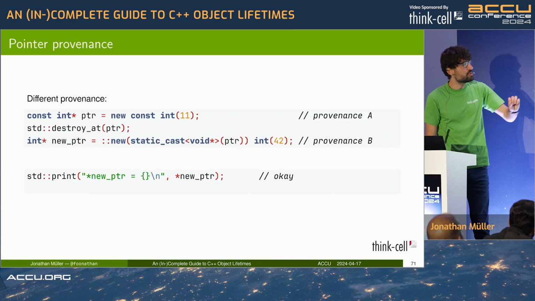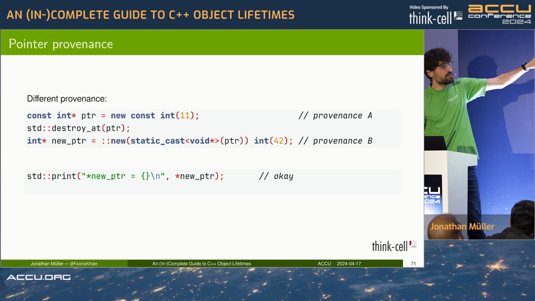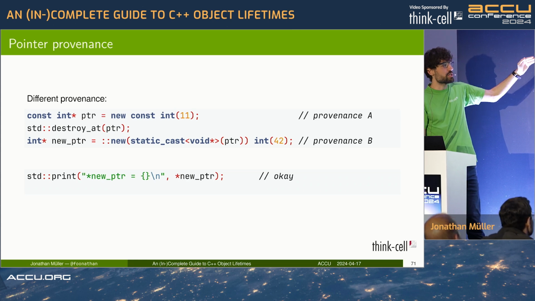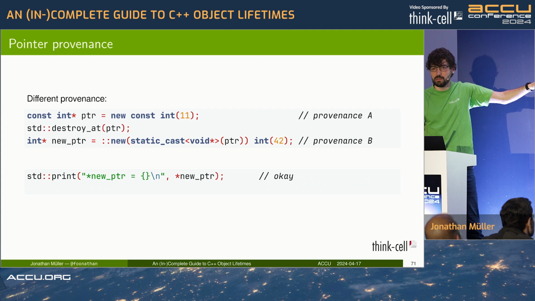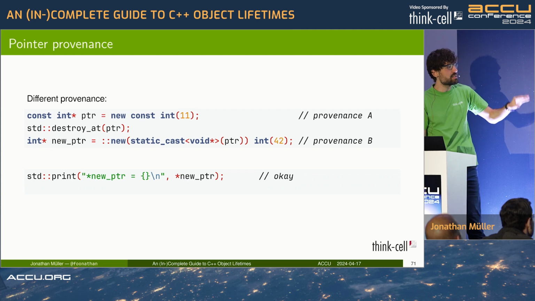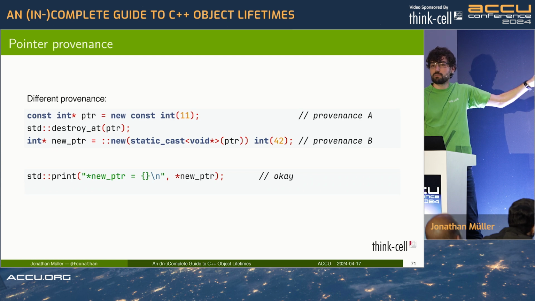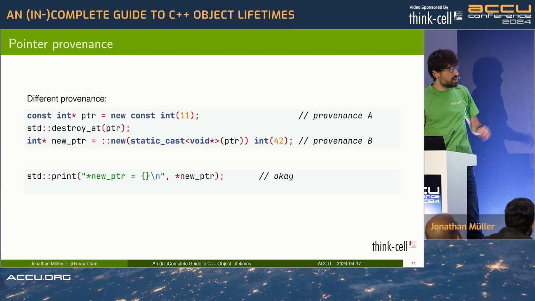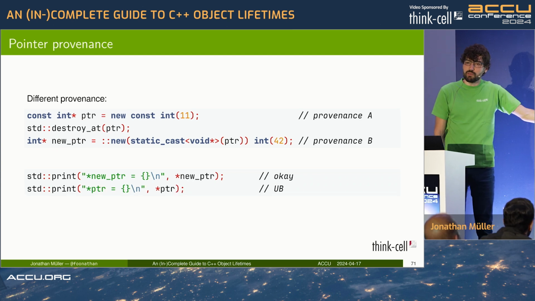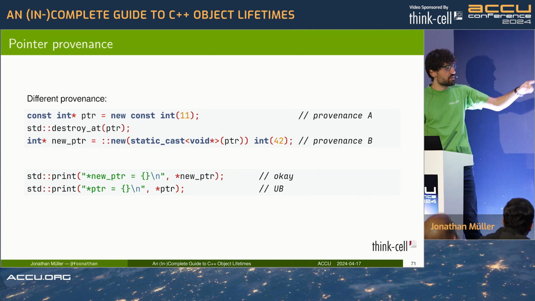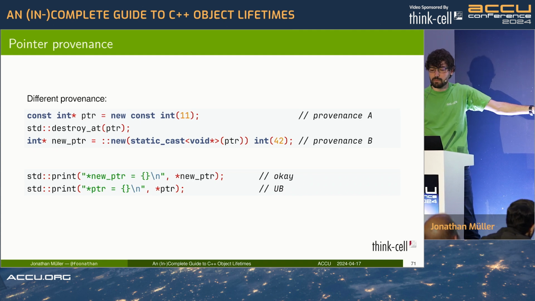And this is also related to launder. So here we've got our const int object allocated on the heap. This has provenance A. We then destroy it. We then create a new object. Because we're having non-transparent replacement, this has provenance B. So when we use the new pointer, it has the correct provenance for that address. But when we use the old pointer, it has the wrong provenance. It still has provenance A, but the object has provenance B. So this dereference is undefined behavior.